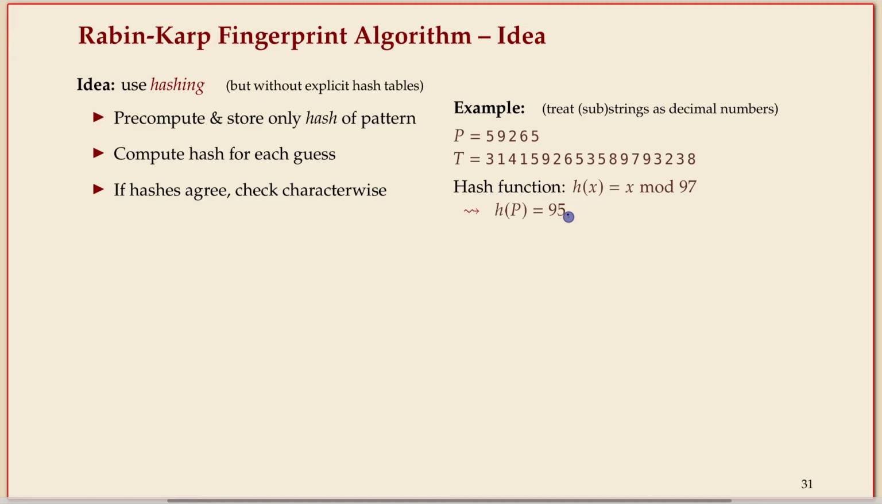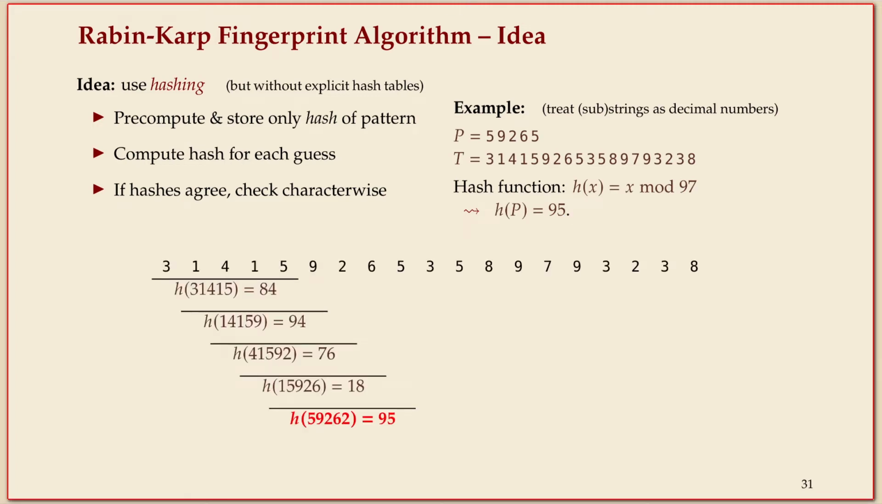Now you can try to find this in the text in the following way. The first guess would be these 5 digits. If you compute the hash of those, it's 84, so definitely not a match. If you shift by 1, look at the second 5 characters, compute the hash, it's not 95, so it can't be the match. You keep going like this until at this position you compute 95, and in this case indeed it is the pattern, so there is an occurrence starting here.